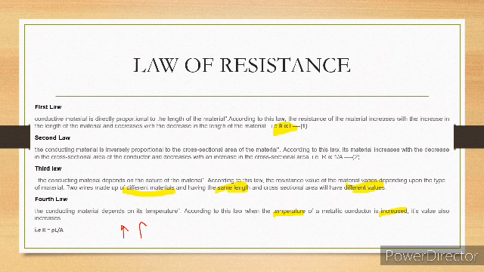So this is the temperature. Here the temperature is increasing, and the resistance also increases if the temperature increases. That is given by the law of resistance: R equals rho L by A, where R means resistance, L means the length of the material, and A is the cross-sectional area. So these are the laws of resistance.